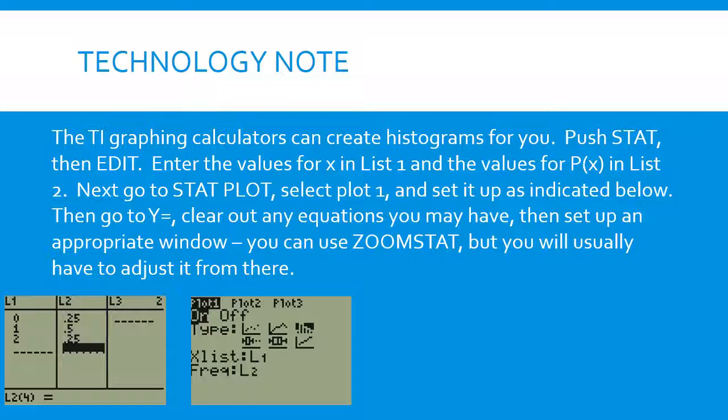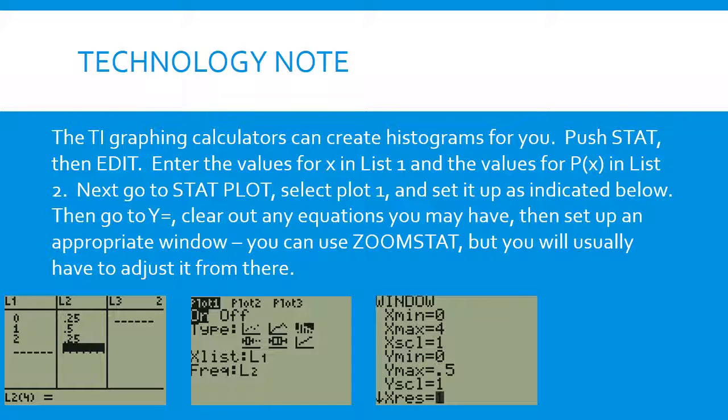Notice we've turned it on, and notice under Type, we've gone all the way to the end of the top row and selected what looks like a bar graph. We also have XList as list 1 and frequency as list 2. Those are important. When you're done with that, you're going to go to Y equals, and clear out any equations you may have. And then you're going to set up an appropriate window.